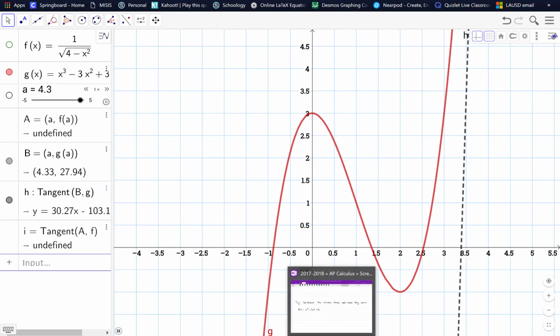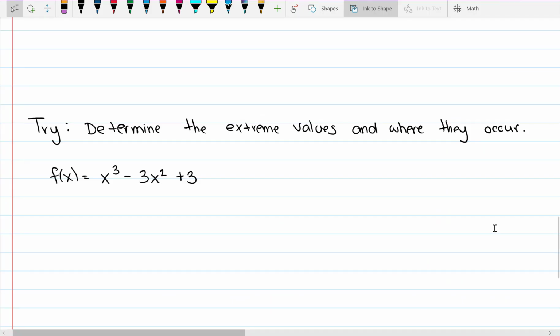Okay. So now let's do this using some math. The first thing I want to do is identify the domain of my function. Well, this is x cubed, so the domain is negative infinity to infinity. That's the domain of this function. So keep in mind that we might not have an absolute max or an absolute min, because our function extends for all x values.